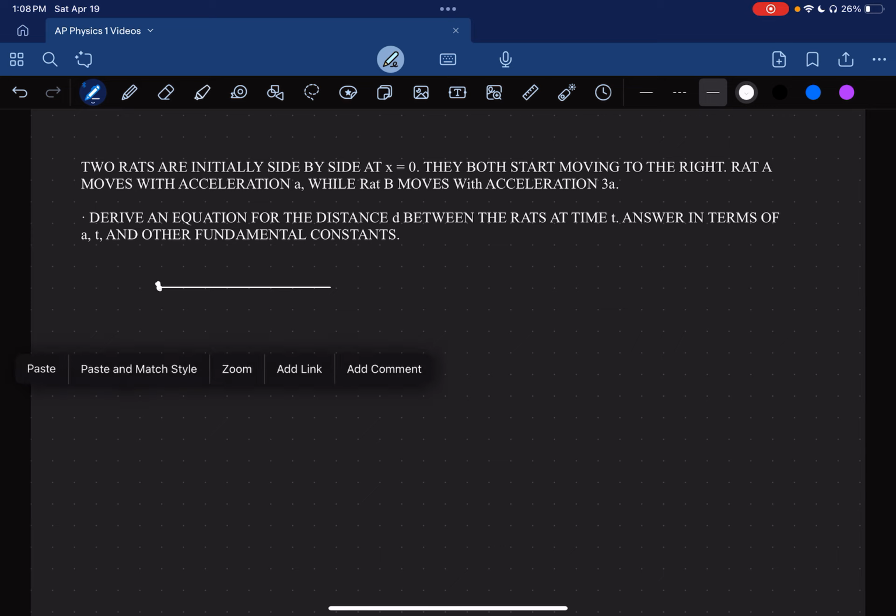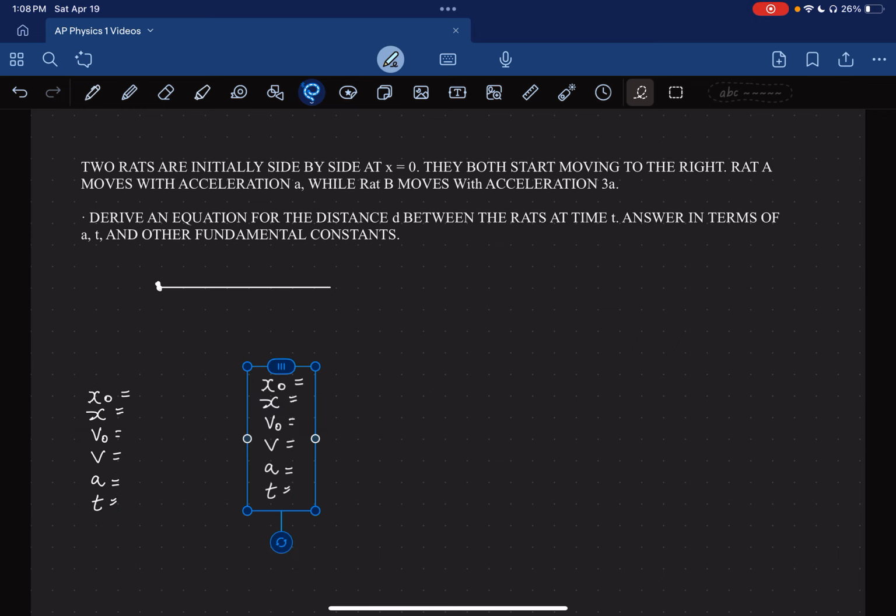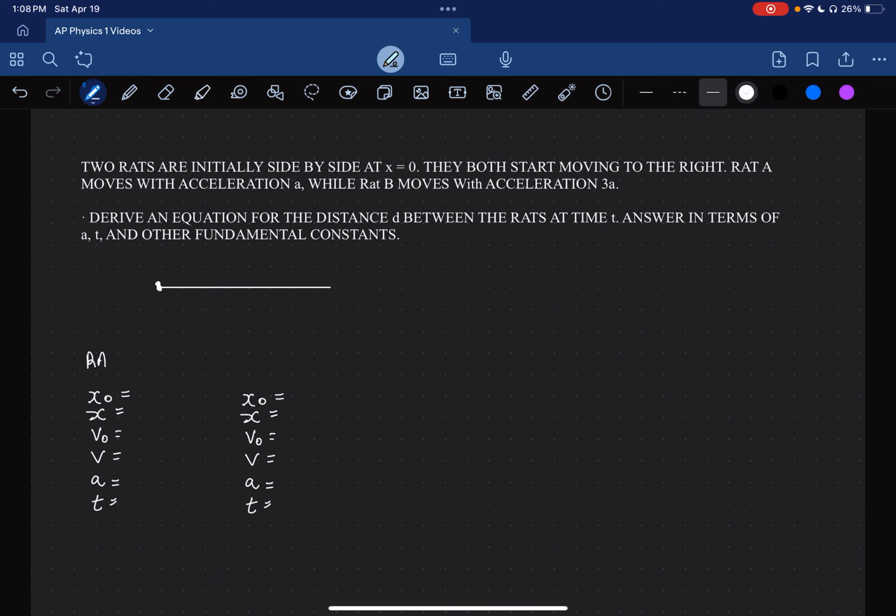So let's go ahead and transfer that list. And we're going to need two because we have two rats. And if we're going to make these two lists, we should label them. This is rat A, and this is rat B.